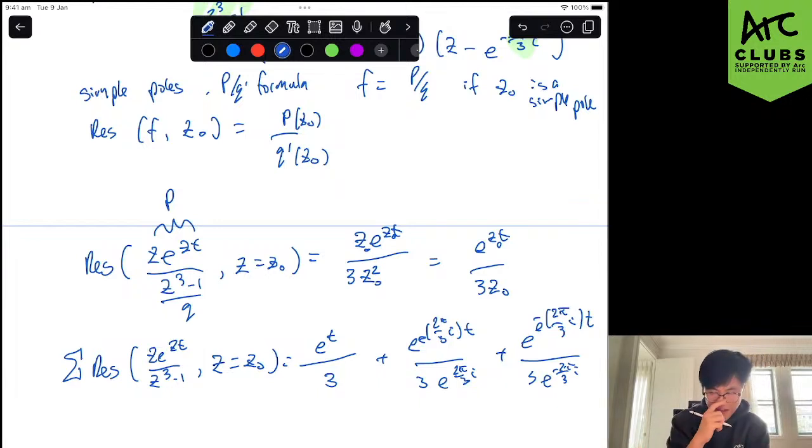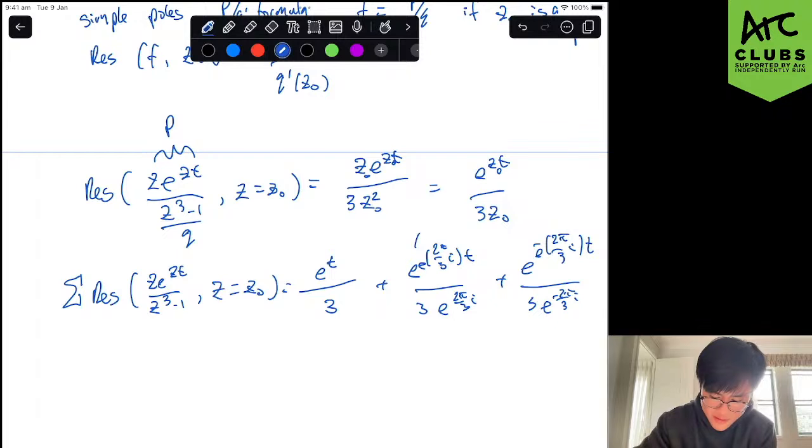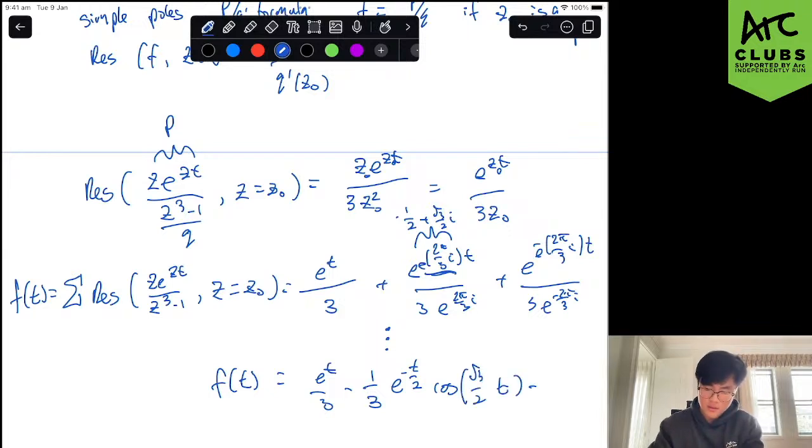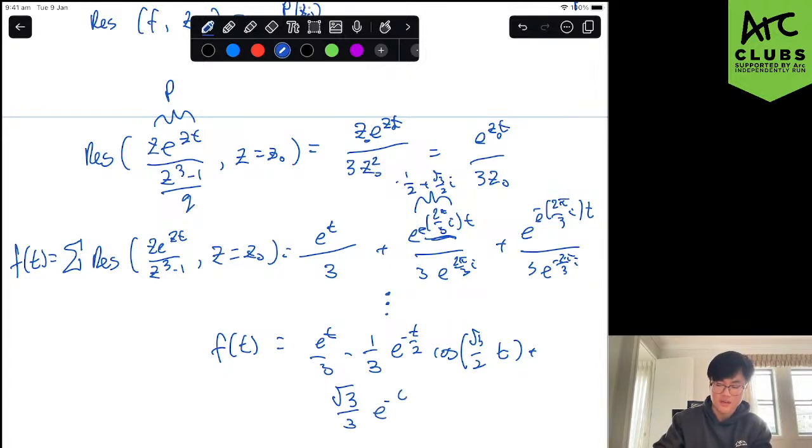This is a lot of algebra to simplify and eventually get there. It will probably be easier to write this in terms of real and imaginary parts. So instead of writing e to the 2 pi over 3 i, write minus 1 over 2 plus root 3 over 2 i. Simplify this, and eventually, after a lot of algebra, you should get something along the lines of, so this is f of t, by the way, f of t equals e to the t over 3 minus 1 over 3 e to the minus t over 2 cosine of root 3 over 2 t plus root 3 over 3 e to the minus t over 2 sine of root 3 over 2 times t. You should get something like that for this question.